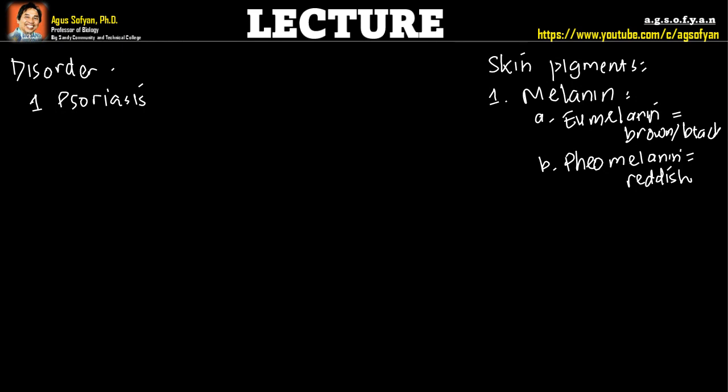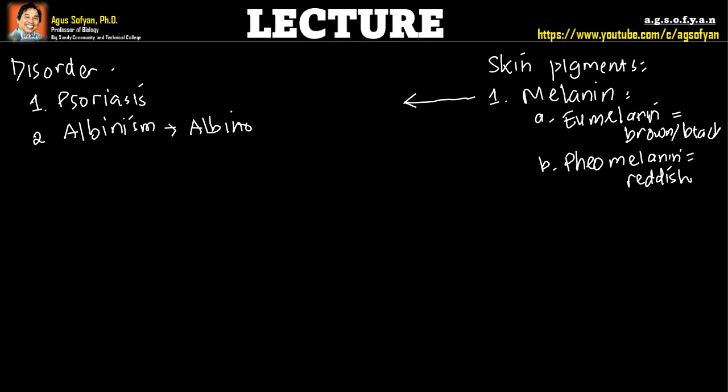When a person does not produce melanin, then their skin and their hair are going to be all white. This abnormality is called albinism, or albino. This is due to the lack of melanin production.